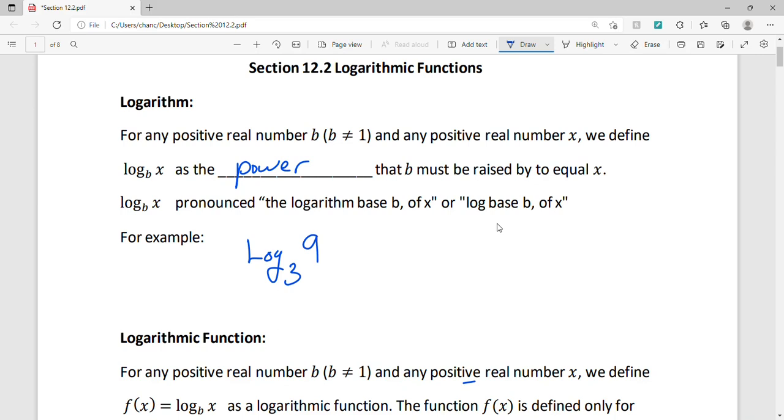What is this equal to? Well, this is: what power do I need to raise 3 to get a 9? The answer to log base 3 of 9 is the exponent that we need. So we know that 3 squared is equal to 9. So log base 3 of 9 is equal to 2. That's the exponent that we need. Again, the answer to the logarithm is the exponent.